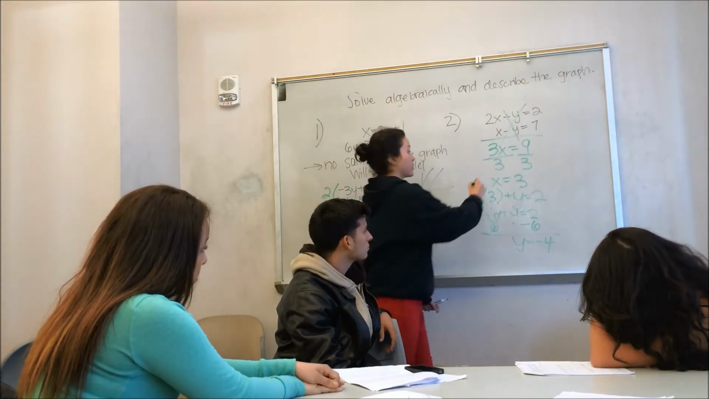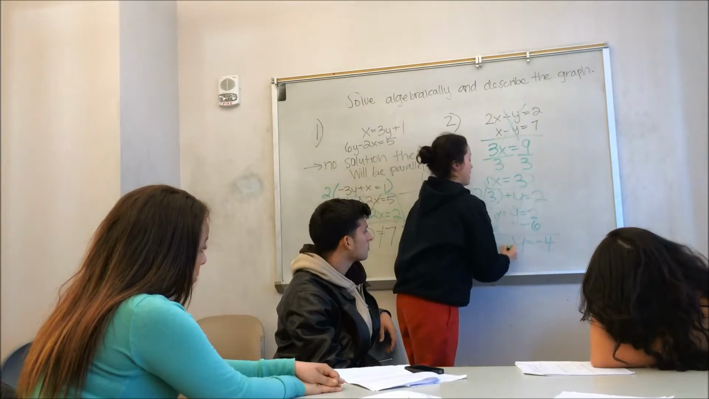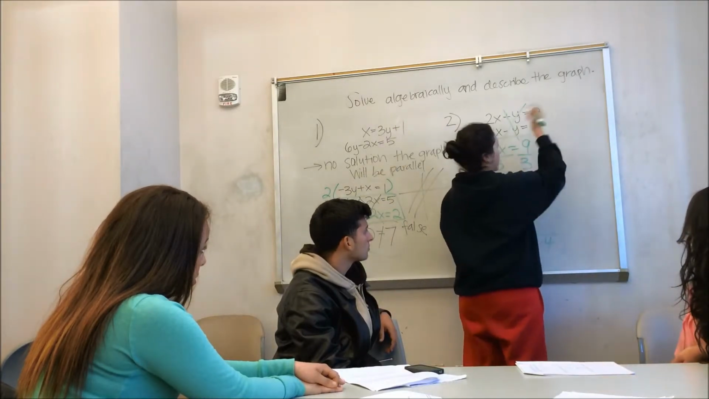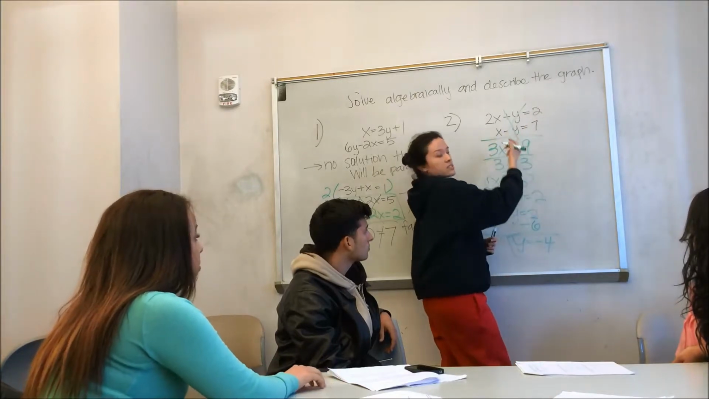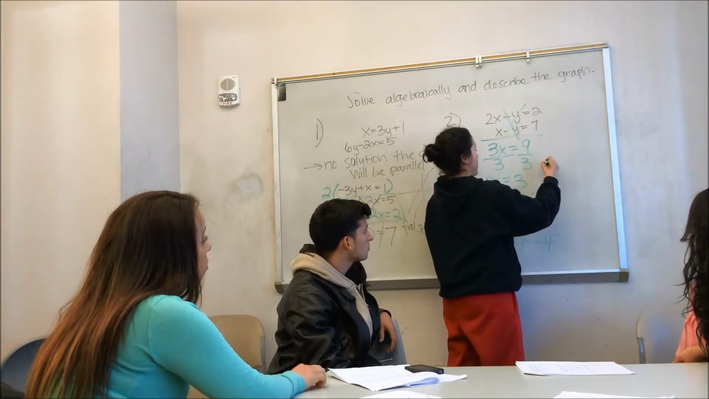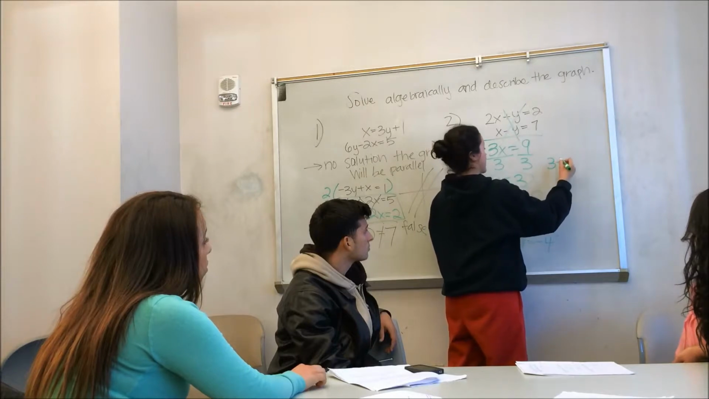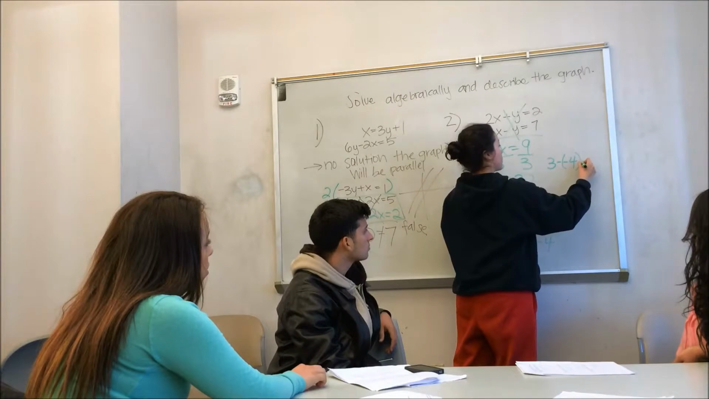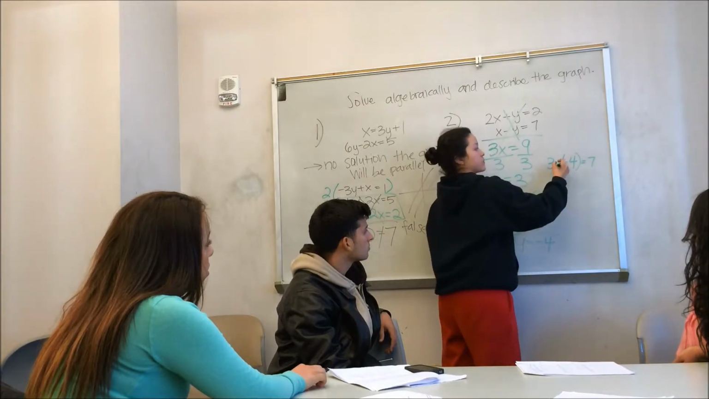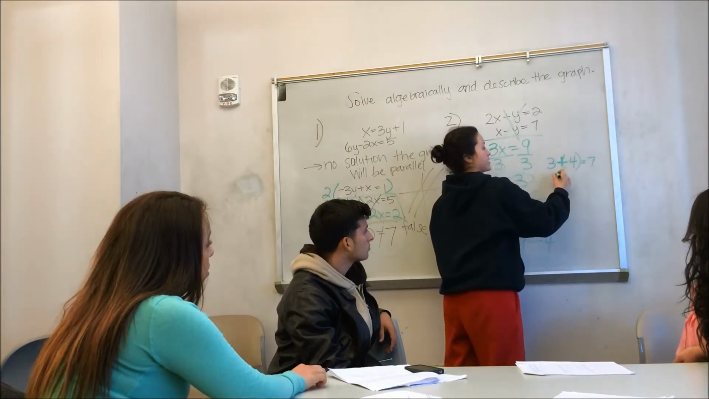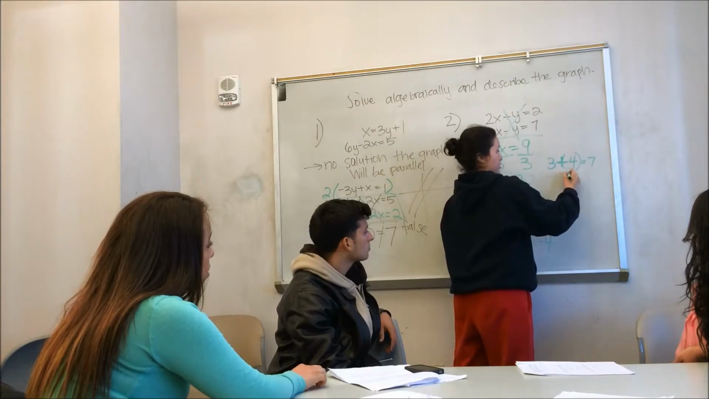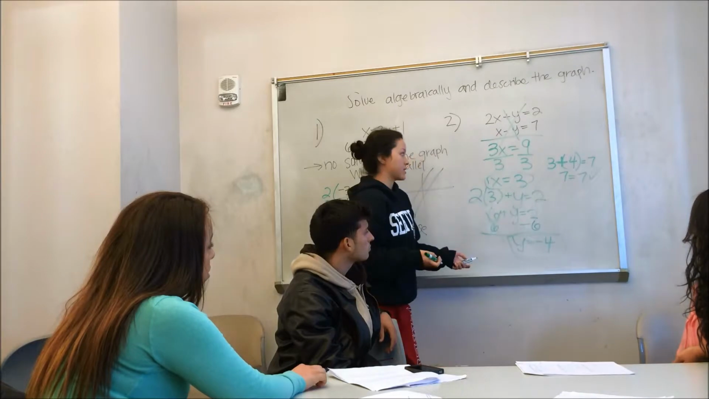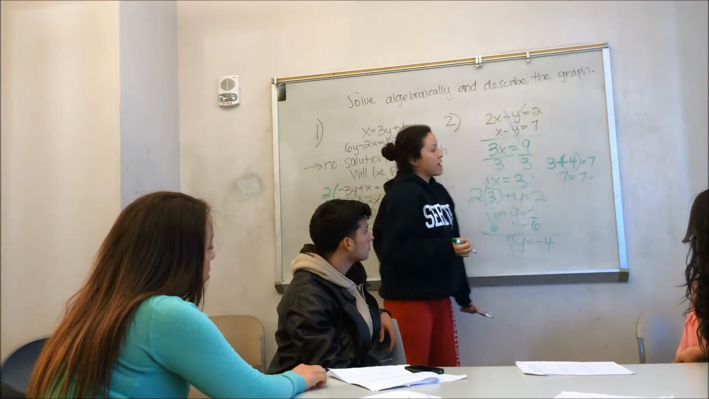Now you officially have x and y, but you should check it. So plug it back in to either one you want. So let's just do this one, it's easier. So now we have 3 minus negative 4 equals 7. This becomes a positive, so now we're adding 3 and 4, which is 7, and your answer is correct. Now we have to describe what the graph looks like.